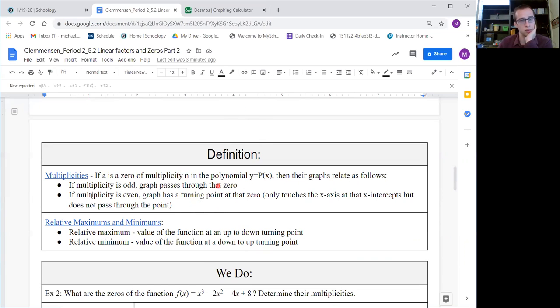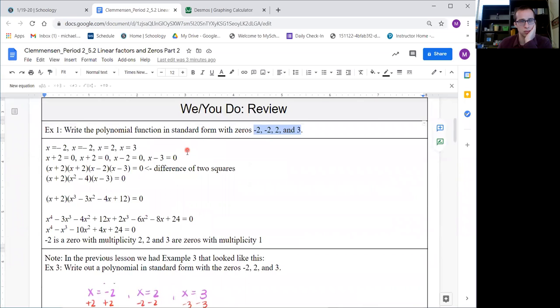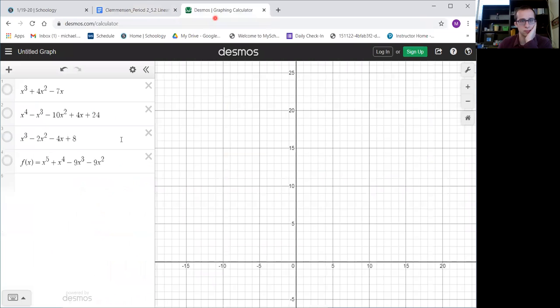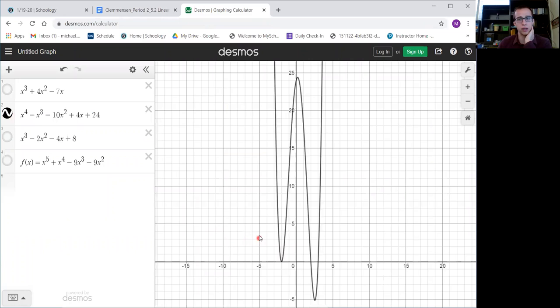That's how multiplicity happens on the graph. That's how it changes the graph. So if we look at Desmos and we look at our graph, which function is this one? x squared minus x cubed. If we look at our graph, we have 3 different zeros. This one, and this one. When we had multiplicity 1 for the 2 and 3, they passed through the x-axis. On the other hand, since we had multiplicity 2 for negative 2, it touches the graph, comes back up. We have our turning point right there.